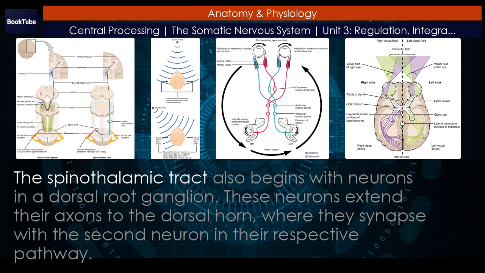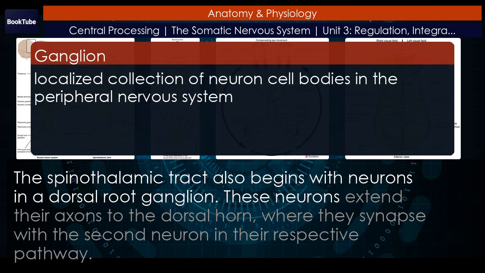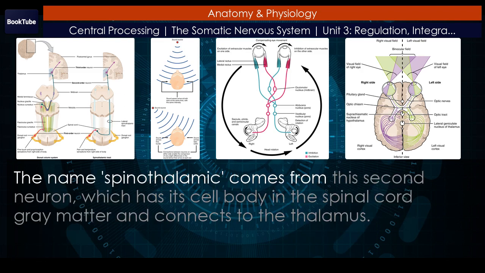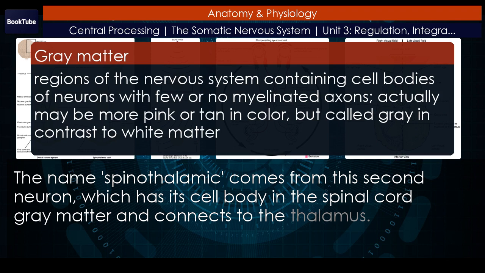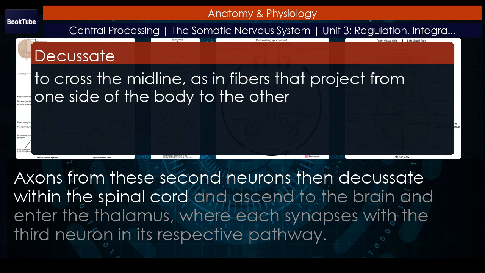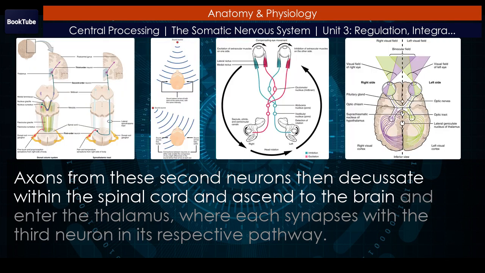The spinothalamic tract also begins with neurons in a dorsal root ganglion. These neurons extend their axons to the dorsal horn, where they synapse with the second neuron in their respective pathway. The name, spinothalamic, comes from this second neuron, which has its cell body in the spinal cord gray matter and connects to the thalamus. Axons from these second neurons then decussate within the spinal cord and ascend to the brain and enter the thalamus, where each synapses with the third neuron in its respective pathway.